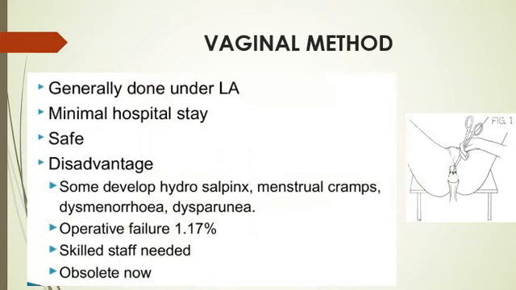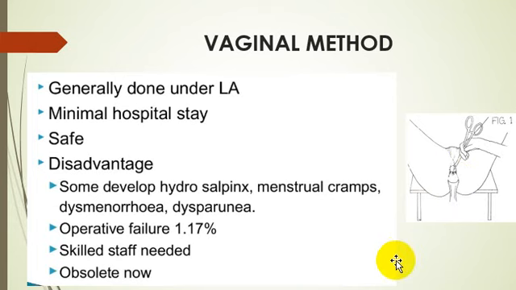A few words about the vaginal method. Though it is obsolete now, it is generally done under local anesthesia, sometimes under general anesthesia. The hospital stay is minimal and it is safe. Here what we do is put in a speculum, catch hold of the posterior lip of the cervix, enter the posterior fornix, and put an incision over the posterior fornix. Then the vaginal wall and the peritoneum get cut, and then you bring out the tube and do the various procedures which have just been described.